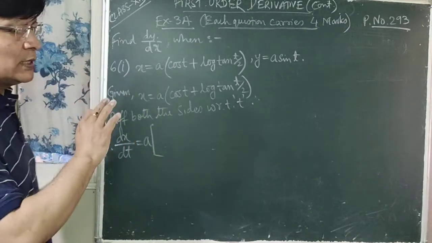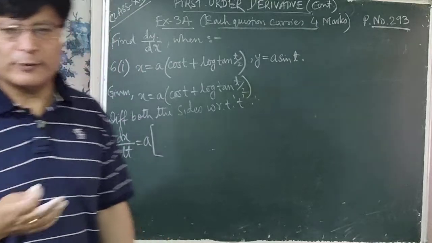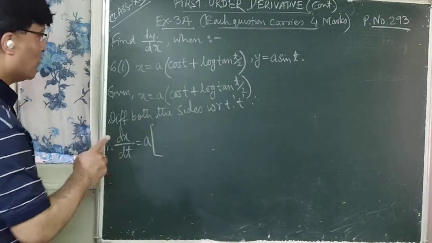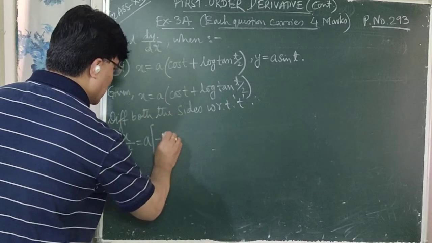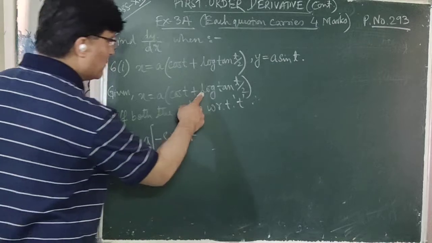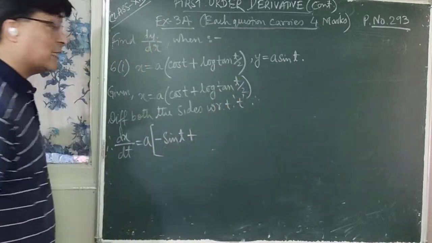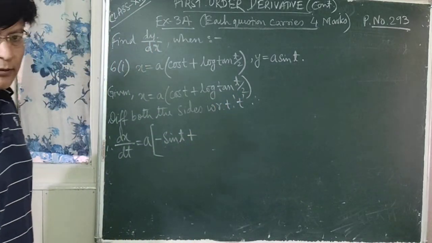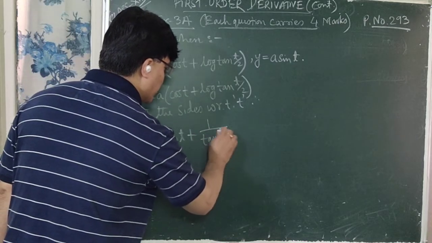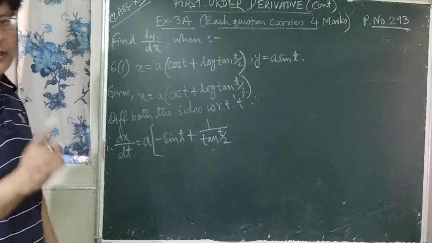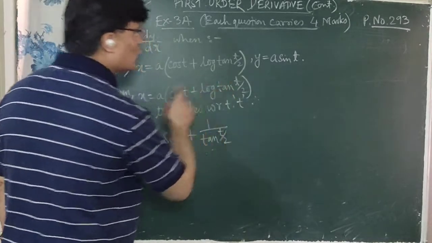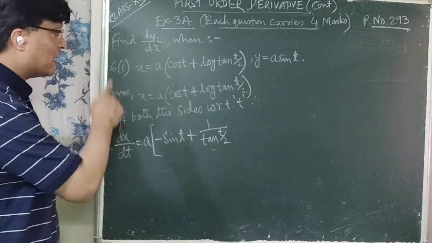Let us write the differentiation of the expression within first bracket, within third bracket. Okay, what is the differentiation of cos t? It is minus sin t, plus, what is the differentiation of log tan t by 2? Here you should take it as log t. What is the differentiation of log t? 1 by t. But here it is 1 by tan t by 2. Again you have to differentiate the term which is assumed as t with respect to t. That is, tan t by 2 was taken as t. Now differentiate tan t by 2.